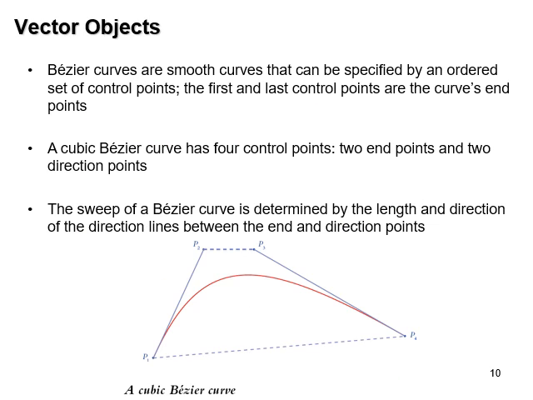Now, the previous examples we were talking about regular shapes like triangle, rectangle, ellipse. Now, what if I would like to draw curves in vector graphics? Is there a way to draw curves in vector graphics? In fact, yes. There is something called the Bezier curves, and Bezier is the name of the guy who put this method. Okay, so Bezier curves are smooth curves that can be specified by an ordered set of what we call control points, where the first and the last control points are the curve's endpoints. A cubic Bezier curve would have 4 control points, 2 endpoints, and 2 direction points.